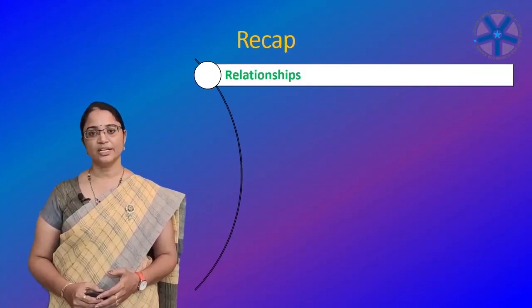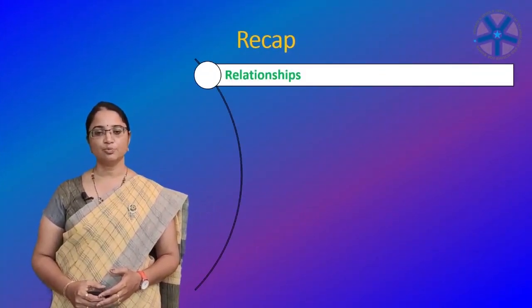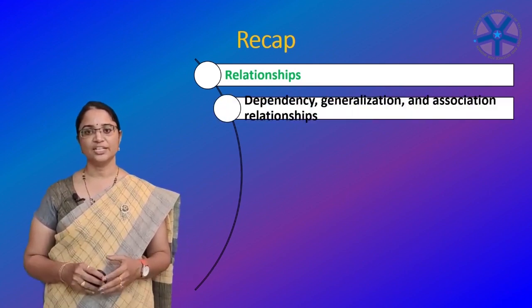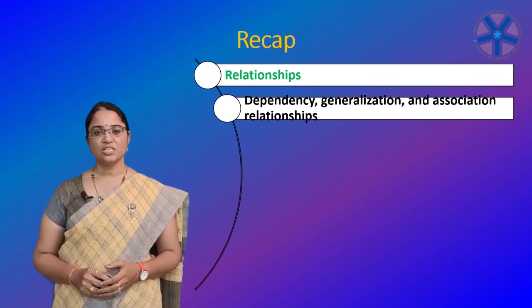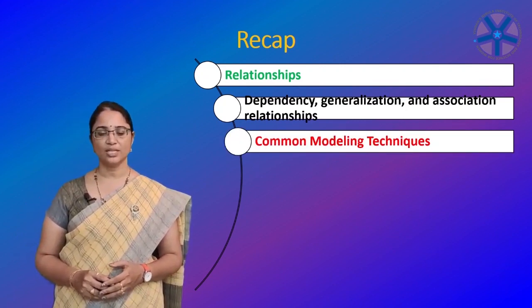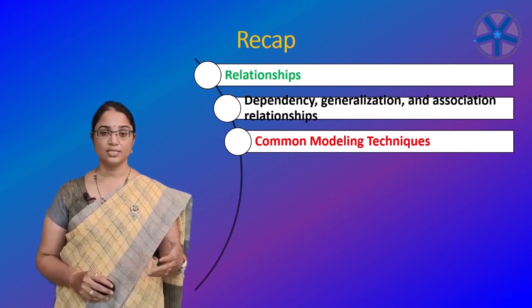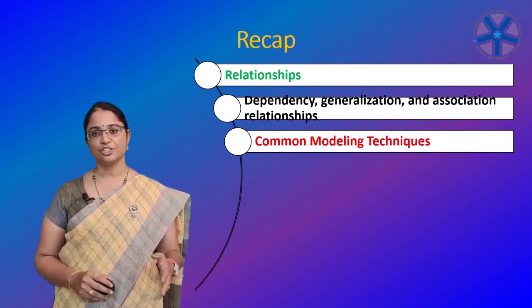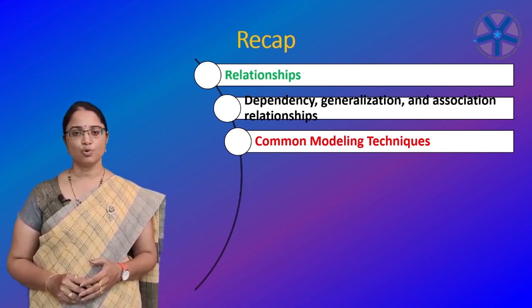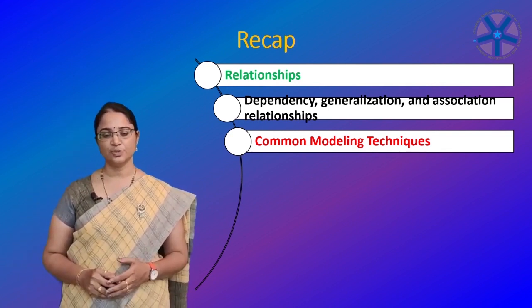Next, we have seen the relationships. In the relationships, we have discussed the dependency, generalization, and association relationships. And we have seen the common modeling techniques. In the common modeling techniques, we have seen modeling simple dependencies, modeling single inheritance, modeling structural relationships, and creating a web of relationships. This is what we have discussed in the relationships chapter.